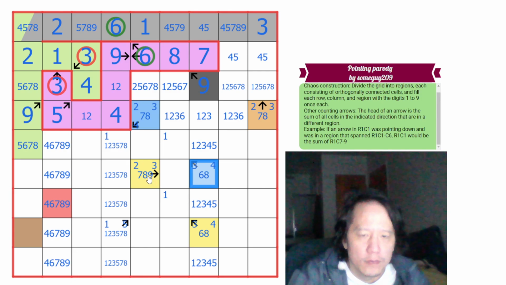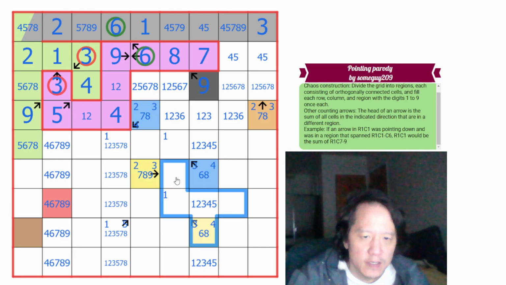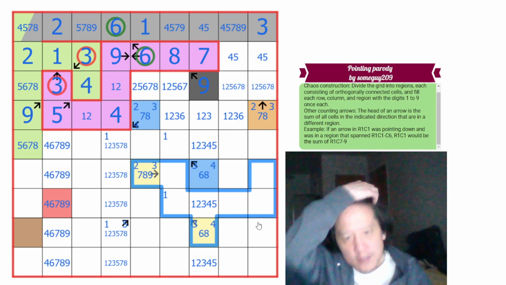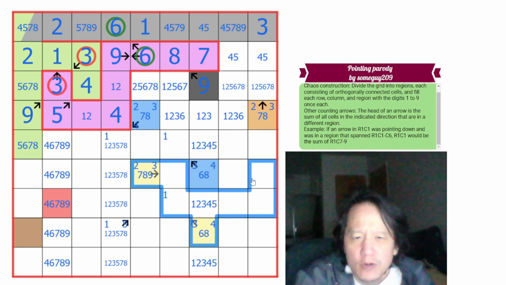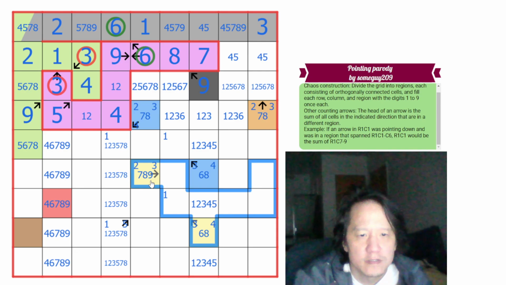Therefore, you could have something like this. I mean, you could technically even have something like this. That would be 1, 2, 3, 4, 5, 6, 7, 8.